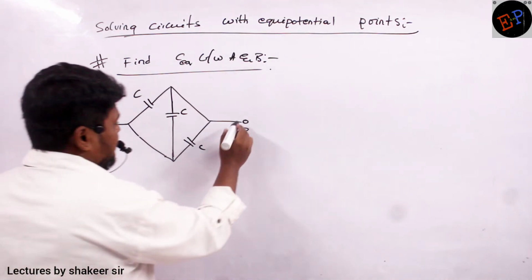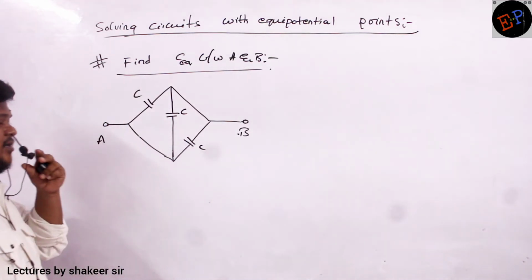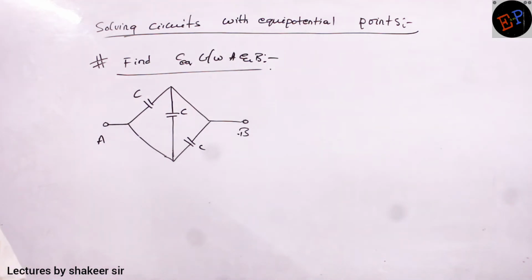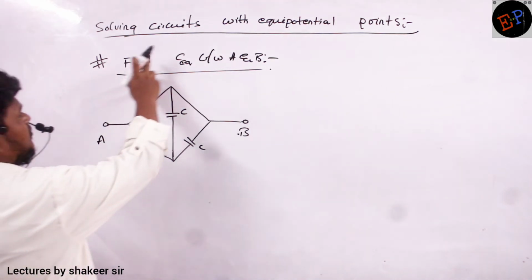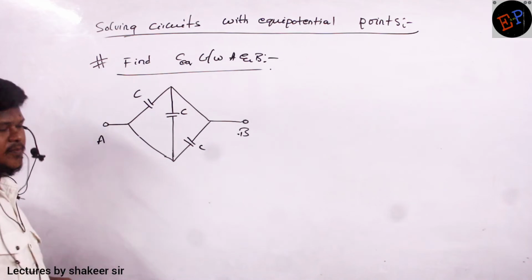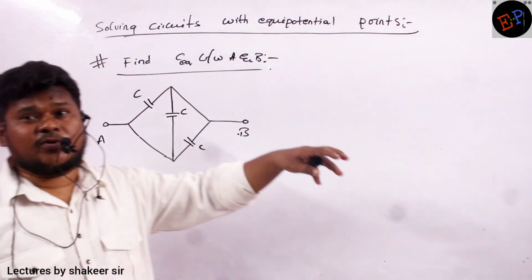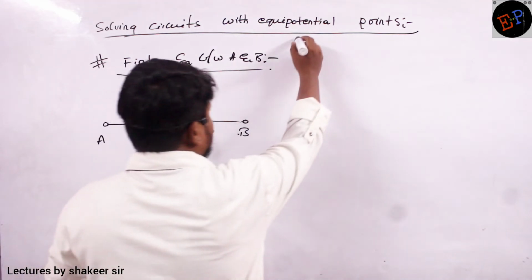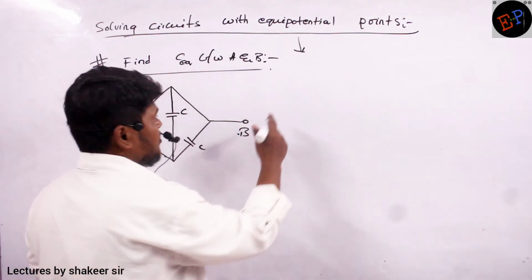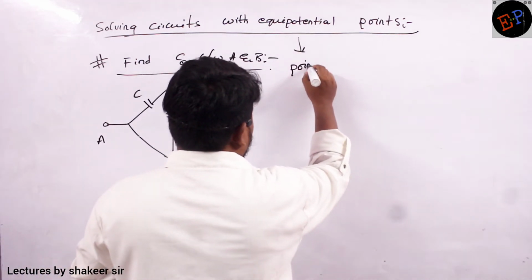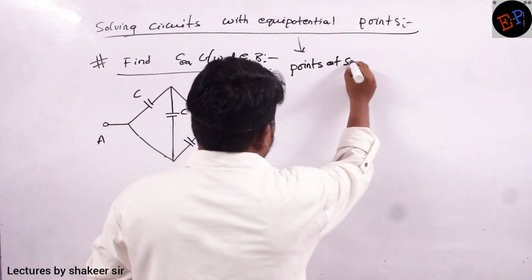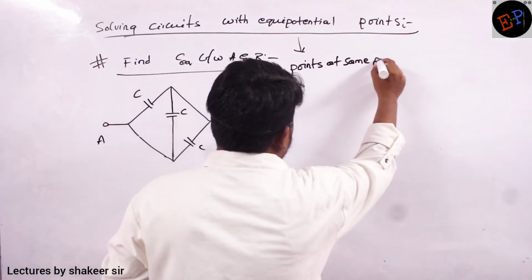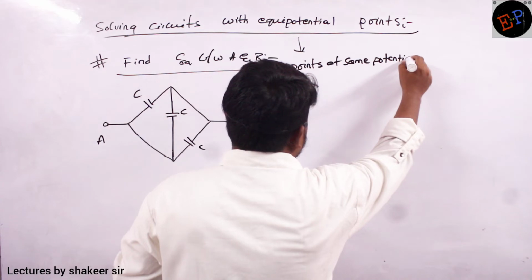Okay, Sima. So in this circuit, we are supposed to find the equivalent capacitance between A and B. See here, we are solving this kind of problem by taking equipotential points. Equipotential points means what? Points which are at the same potential. Okay, ma? Points at the same potential are called equipotential points.